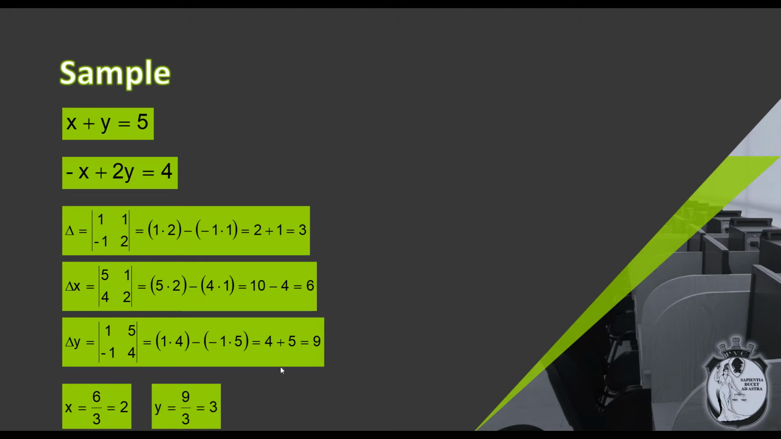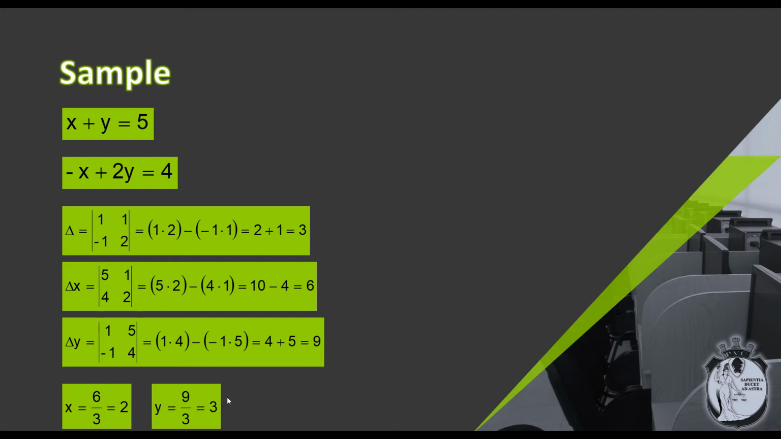To get the value of the unknowns, you divide delta x, which is 6, by delta, which is 3. 6 divided by 3 equals 2. The value of y you calculate by dividing delta y by delta, so 9 divided by 3 equals 3. It's easy, but it has so many steps.